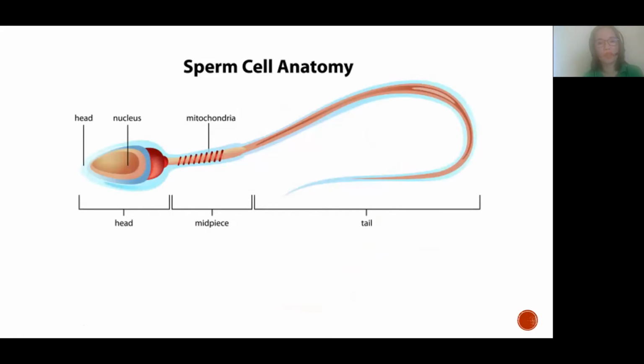And speaking of sperm, before we proceed to the parts, this is the part of the sperm cell. So the sperm cell has three parts. You have the head, where it contains the nucleus, the middle part or the midpiece, where the mitochondria is, and the tail, of course. Okay, so what do you think is the role of the head in the sperm cell?